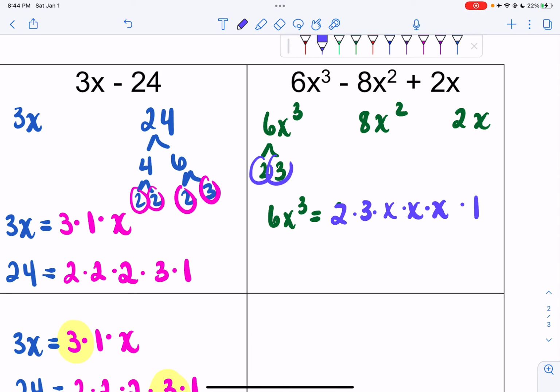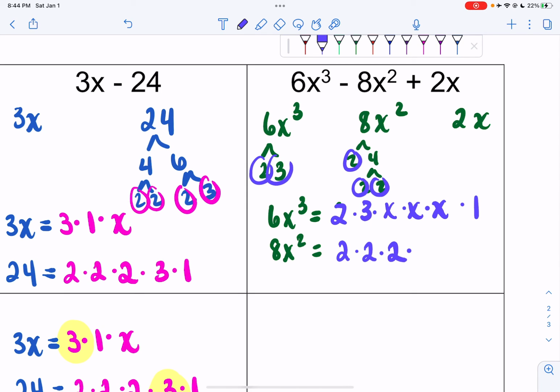8x squared I can break apart to be 2 and 4, and then 2 and 2. We circle those primes, 2, 2, 2. So I can say 8x squared is equal to 1, 2, 3 2s, and then I'm going to do 2 x's, 1, 2, and then a 1. Now, I can't break apart a 2x because it's already prime, 2 times 1. So I can just say 2x is equal to 2 times 1 times x, or 2 times x times 1.